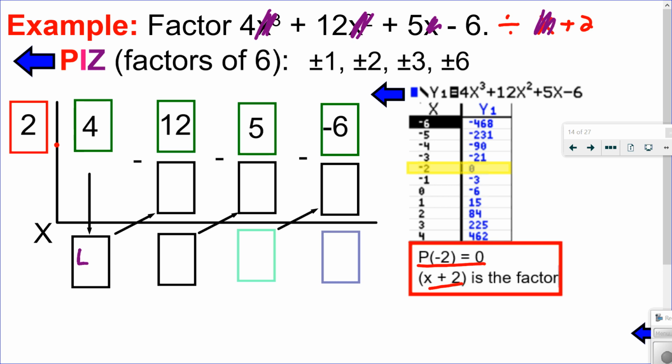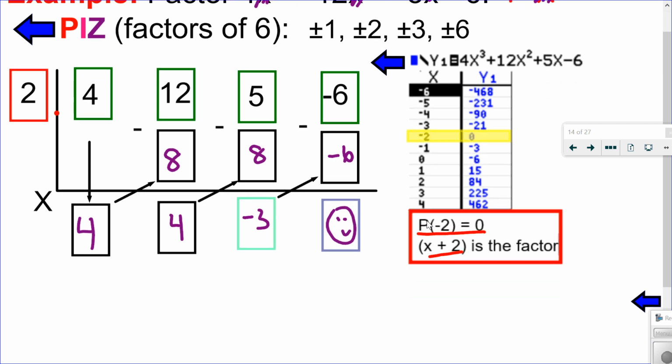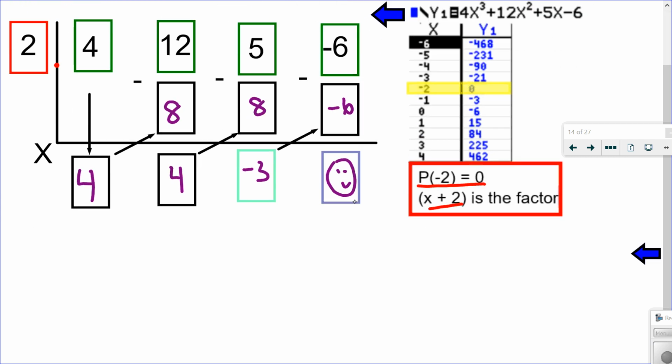So I bring the 4 down and I multiply, and like division, I subtract, and then I multiply, and I subtract, and I multiply, and I subtract, and I get 0, which means that I have no remainder, which is what I was hoping for. So this is my remainder, this is my constant, this is my x, and this is my x squared.